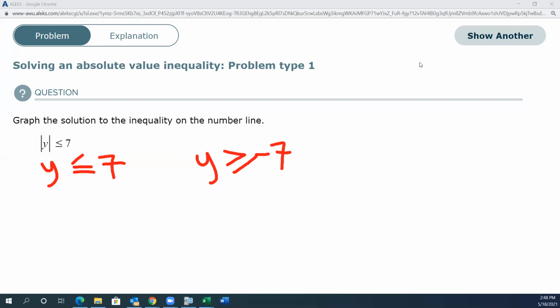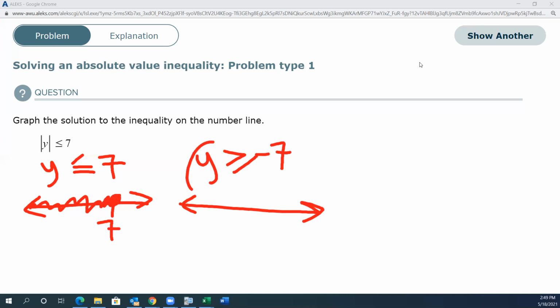Now, again, at this point, we would typically solve for y, but that's already done. So it says graph the solution to the inequality on the number line. So let's do that. This one says all numbers less than or equal to 7. Because of the or equal, I shade in the circle. And this one over here says all numbers greater than or equal to -7. So there's my -7.